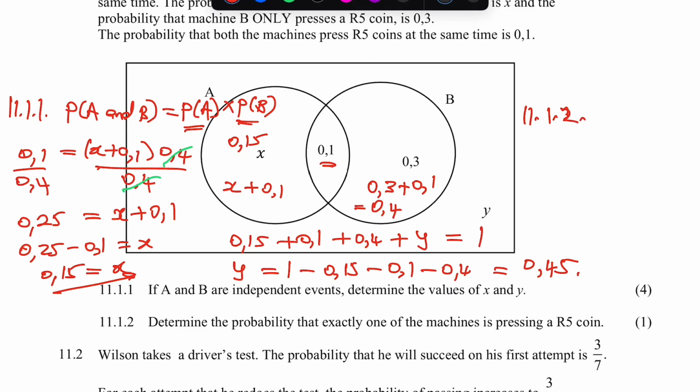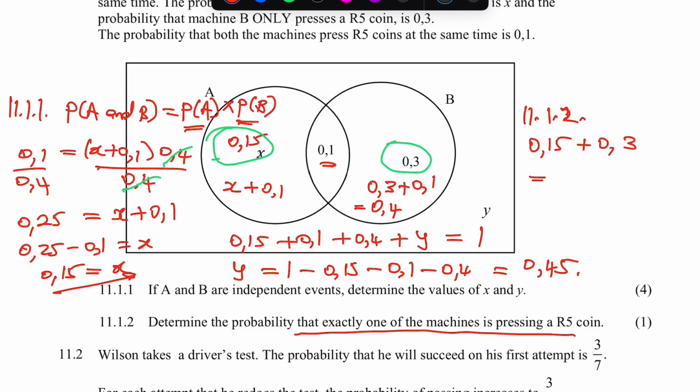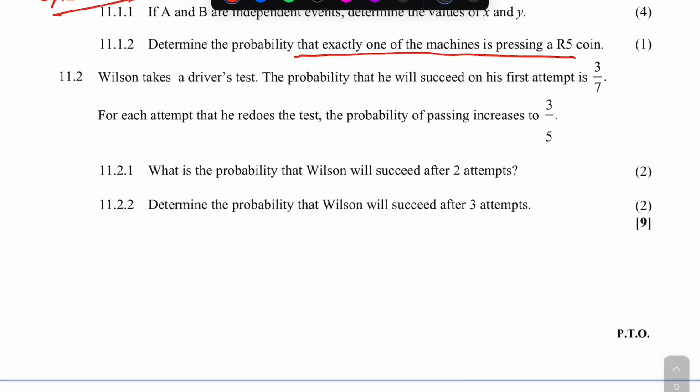Next question, 11.1.2. Determine the probability that exactly one of these machines is pressing a 5 rand coin. So it basically is going to be the probability of A only plus the probability of B only. That's exactly one. So it's going to be 0.15 plus 0.3, which is 0.45.